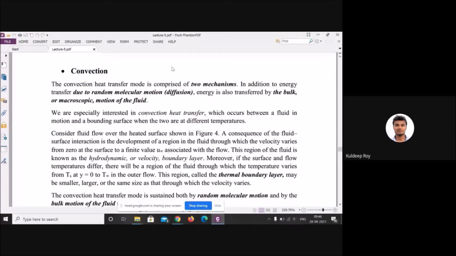So keep this mechanism in mind, so that when you want to distinguish both mechanisms, it should be clear in your mind. Now, what are the two mechanisms? In addition to energy transfer due to random molecular motion, as I already discussed, in conduction the main reason for heat transfer is the random molecular motion. And the energy is also transferred by the bulk or macroscopic motion of the fluid. Have you got my point? We were looking at that in conduction, when the molecular motion is very high, at that particular point heat transfer will be very high.